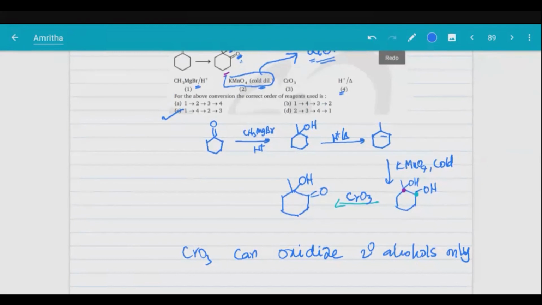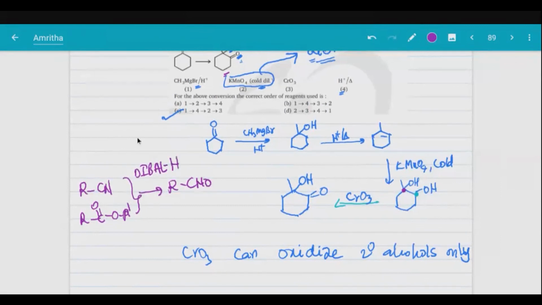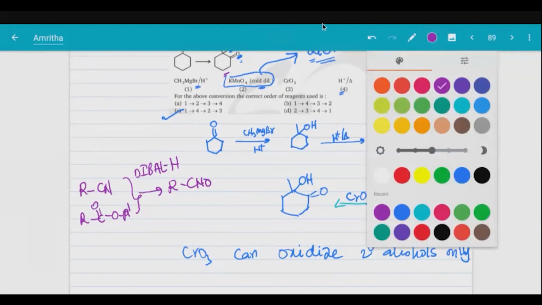Dibal H reduces, no. Dibal H is specific, Nishant. Therefore, 2 groups. One is RCN, the other is RCOO dash ester. So both we can convert into aldehyde with Dibal H. In Dibal H, what we are doing is adding isobutyl groups to reduce the reactivity of hydride. H minus we are adding, but we reduce the reactivity by making more repulsions, by adding big groups, isobutyl groups.